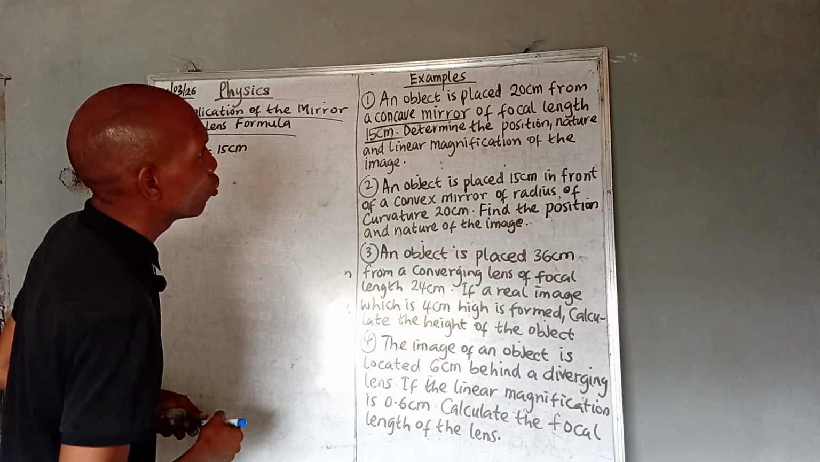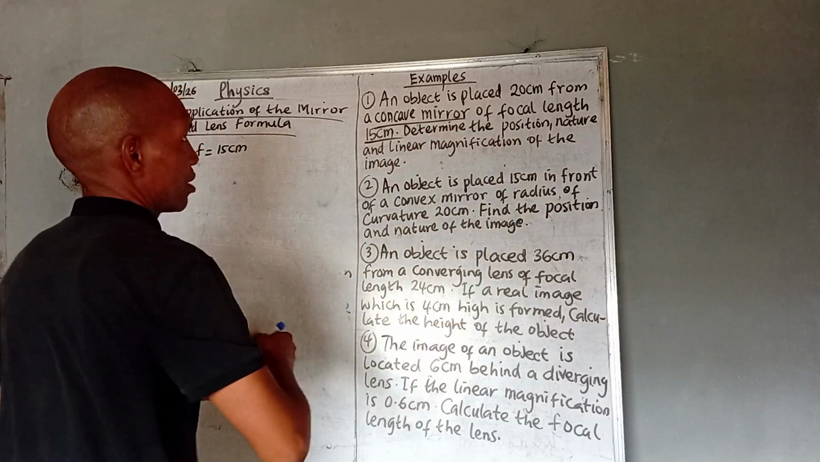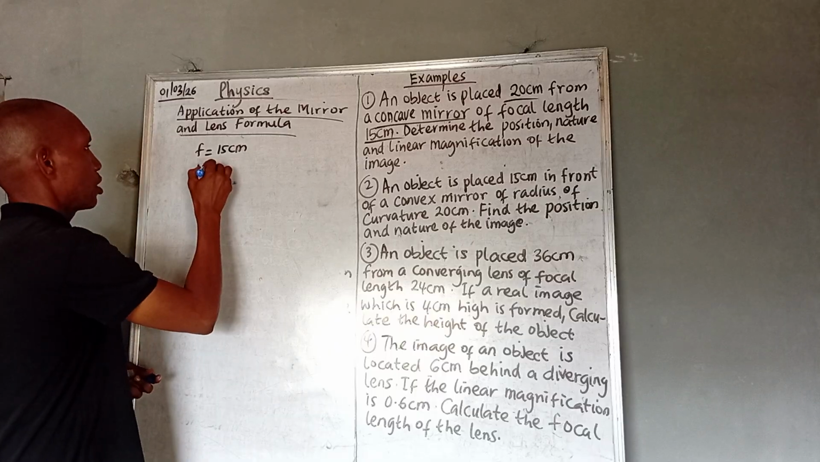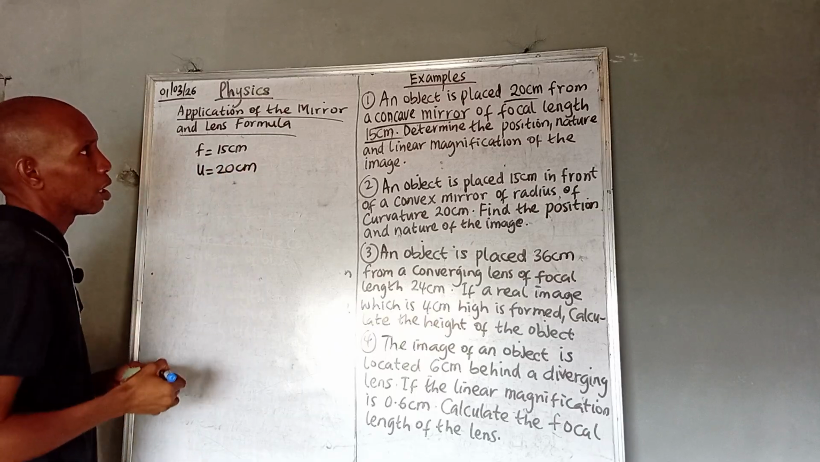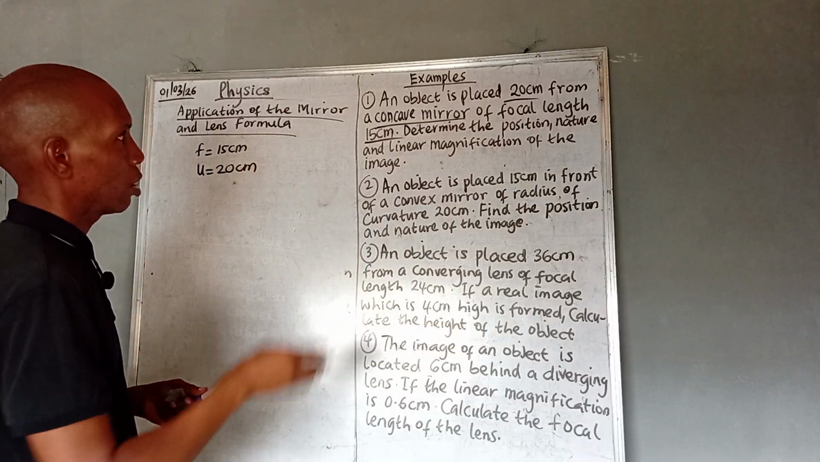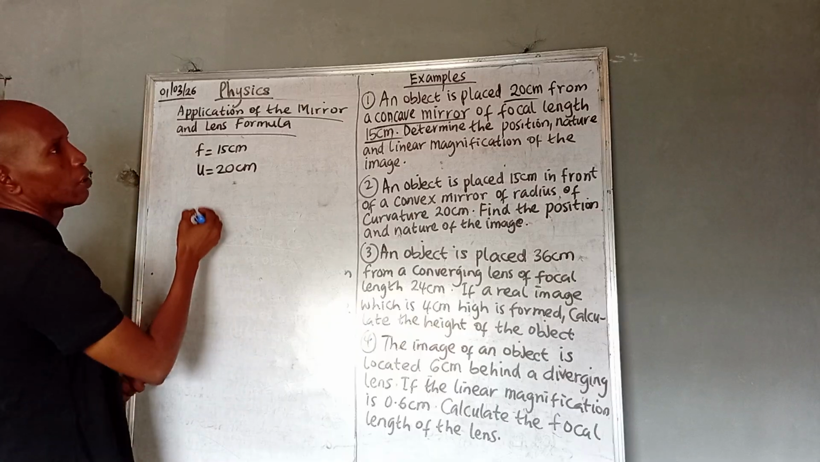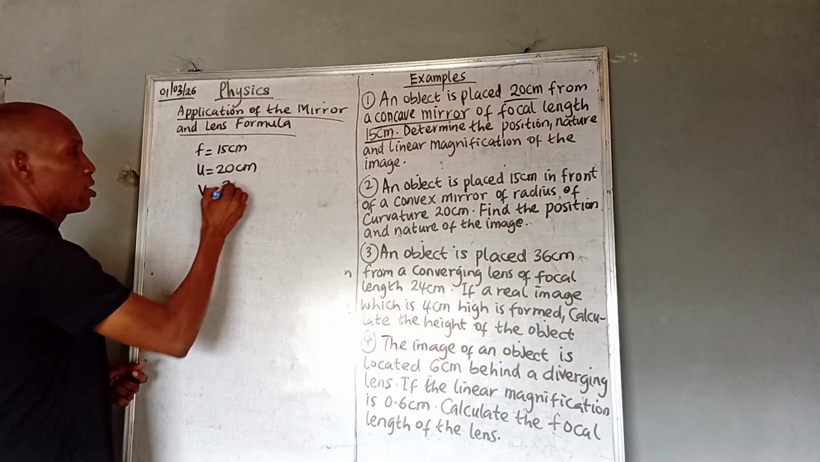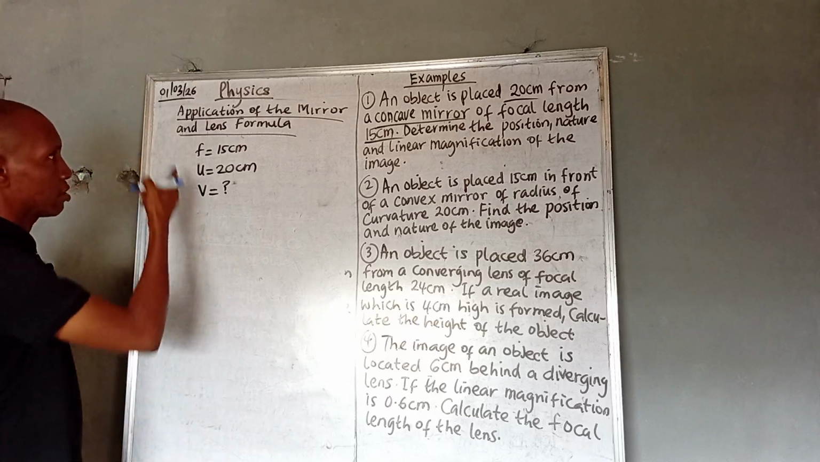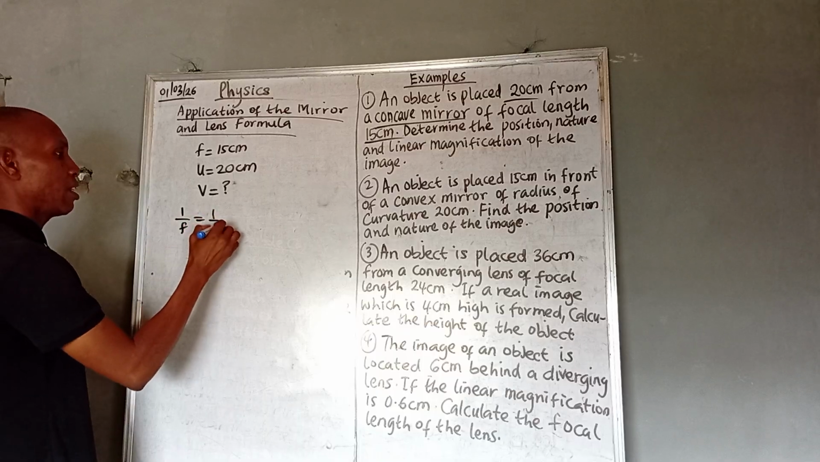We are now told that the object is placed 20 centimeters from the concave mirror. That means the object distance is 20 centimeters. Now the question says you should determine the position, nature, and linear magnification of the image. Now we take position. Position means the position of the image, the same thing as the image distance. So as you can see, we are using formula 1, which is called the mirror or the lens formula.